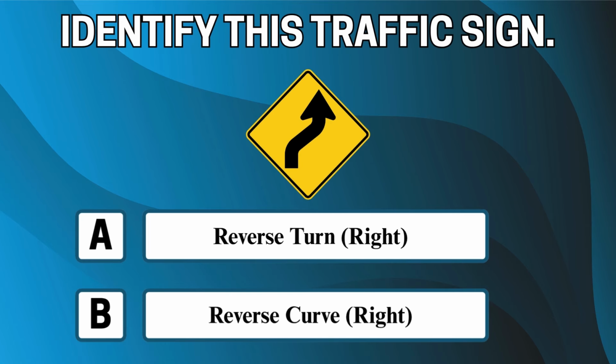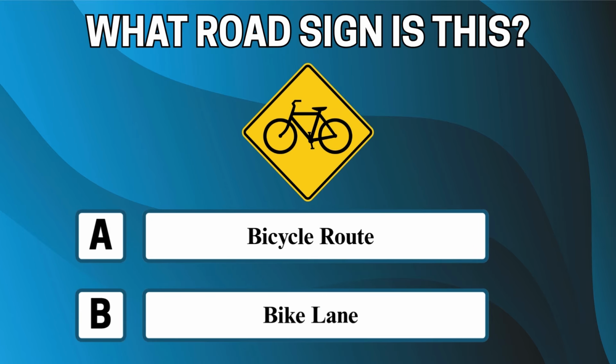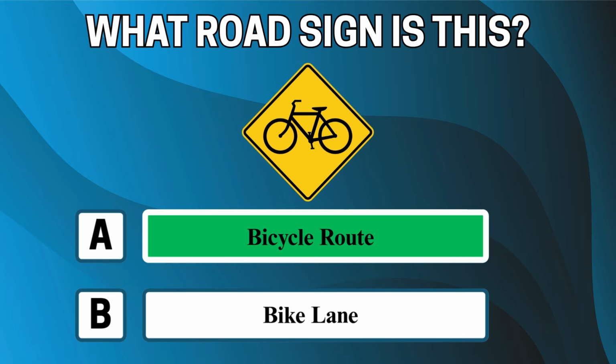Identify this traffic sign. Exactly, it is the reverse curve, right, sign. What road sign is this? Well spotted, it is the bicycle route sign.